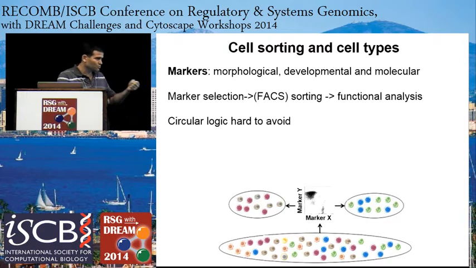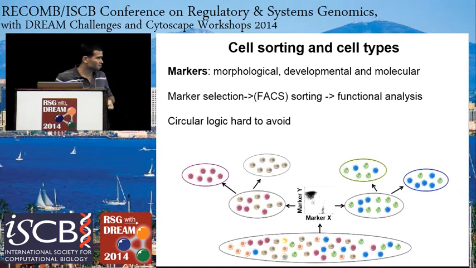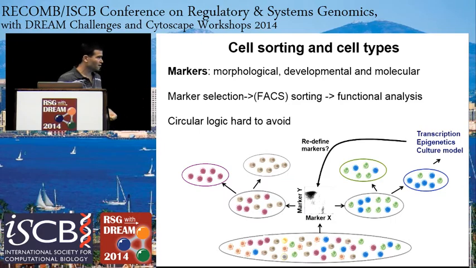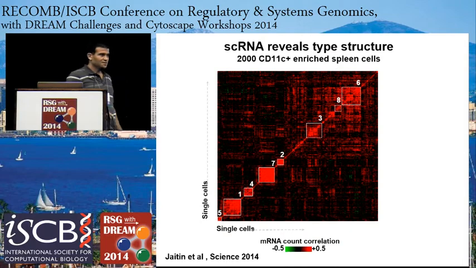Of course, you can do iterative cycles in order to refine this. So you identify marker X, you sort by marker X, you go and identify some functional program in a subpopulation. Maybe you identify new markers. You go back. And indeed, we know a lot about biology using these techniques, but somehow it seems to be limited, especially when things become more and more sophisticated. So the single-cell RNA-seq paradigm allows you a very, very different approach to this classical problem.